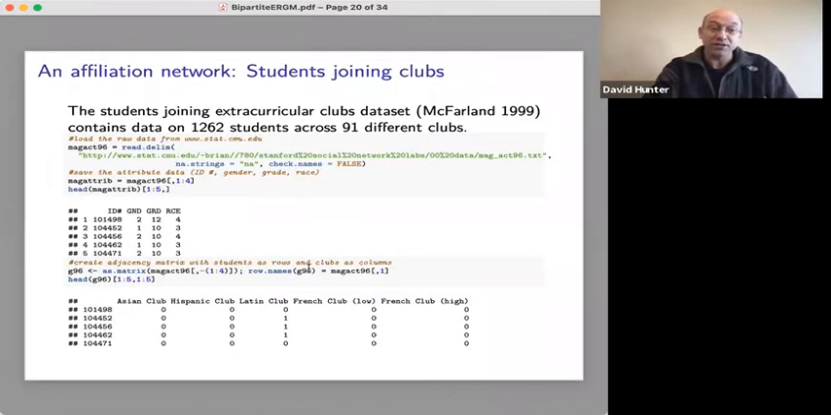But what you see here is that there are some students in grades 7 through 12, and you'll notice that these students belong to certain clubs. And so the affiliation network has 2 modes of node. One mode is the students, and the other mode is the clubs. And for instance, you can see down here that this student, whose ID is 101496, has not joined the Asian club, the Hispanic club. Maybe the student joined no clubs at all. There are 91 possible clubs that the student could have joined.